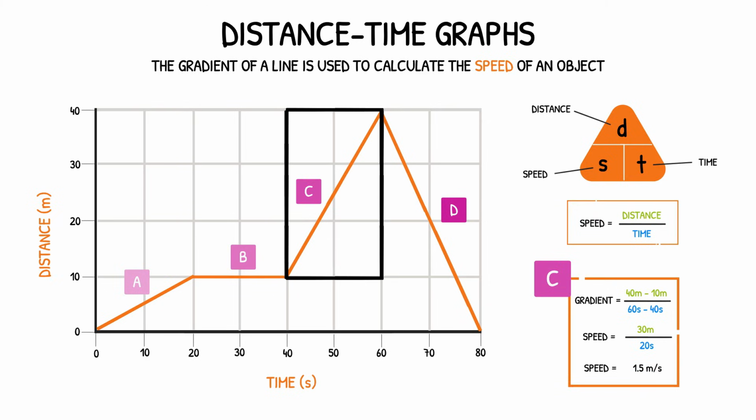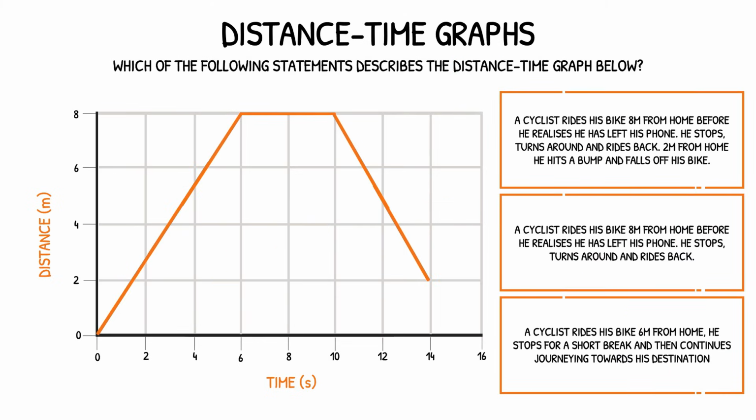Calculating the speed at this part of the journey also helps us to prove that a steeper line indicates a faster moving object, as our calculation for speed at point C in the journey is higher than our calculation for speed at point A. Now it's your turn to test your understanding of distance time graphs.